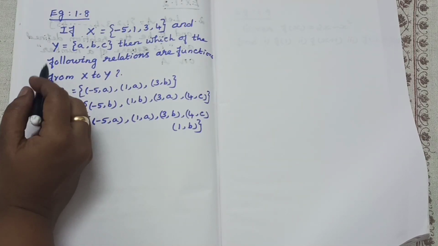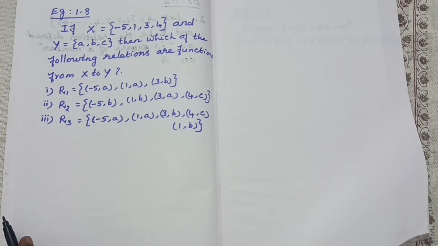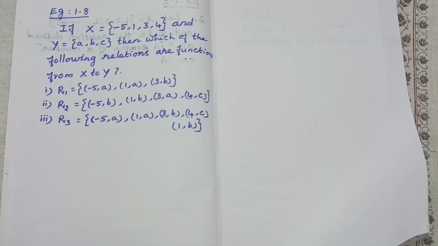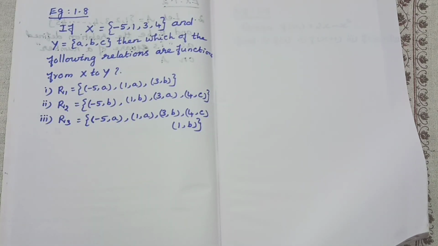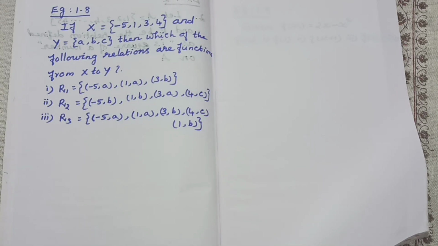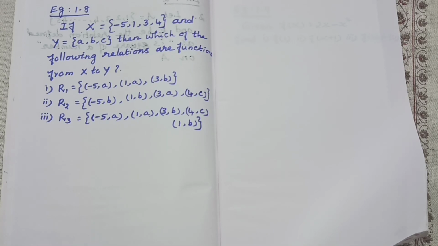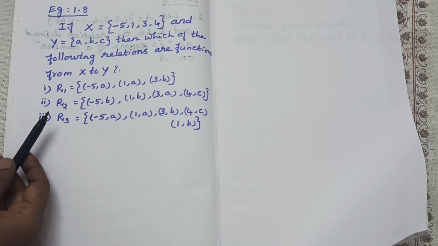Now let's see example 1.8. If X is equal to the set of minus 5, 1, 3, 4 and Y is equal to the set of a, b, c, then which of the following relations are functions from X to Y? Here 3 relations are given.